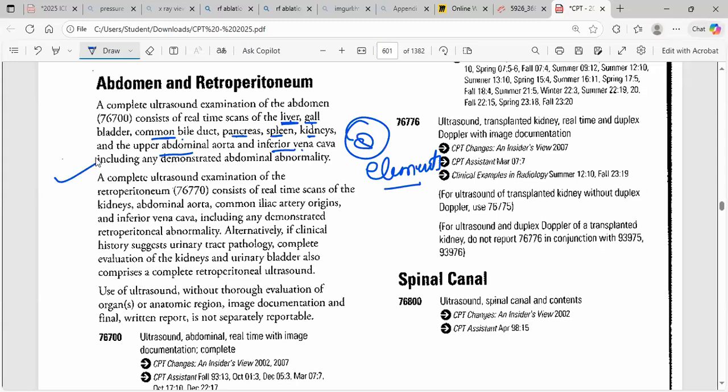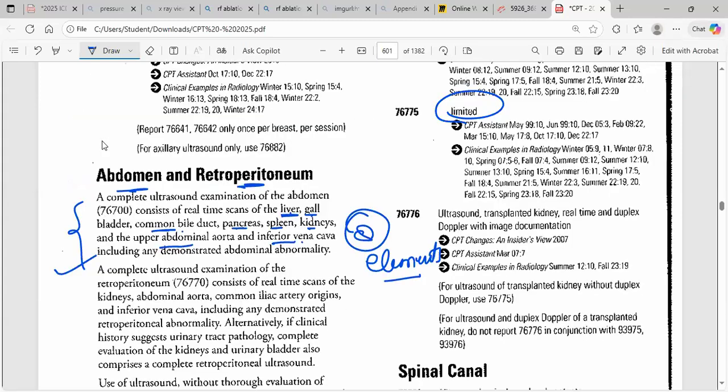If fewer than 8 elements have been reviewed, then we are going to consider it as limited. So for a complete ultrasound of the abdomen and retroperitoneum, we must review how many areas have been visualized. If it is 8 or more than 8, we are going to consider it as complete. If fewer than 8, we are going to consider it as limited only.